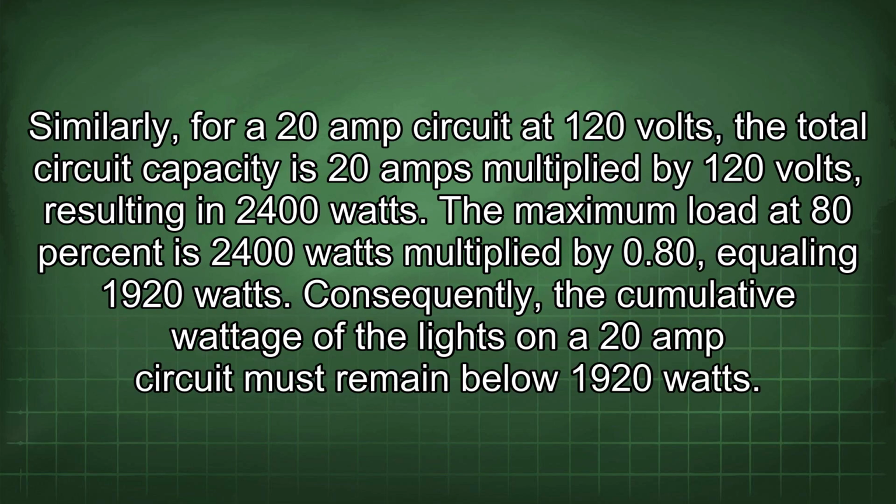Similarly, for a 20-amp circuit at 120 volts, the total circuit capacity is 20 amps multiplied by 120 volts, resulting in 2400 watts. The maximum load at 80% is 2400 watts multiplied by 0.80, equaling 1920 watts. Consequently, the cumulative wattage of the lights on a 20-amp circuit must remain below 1920 watts.